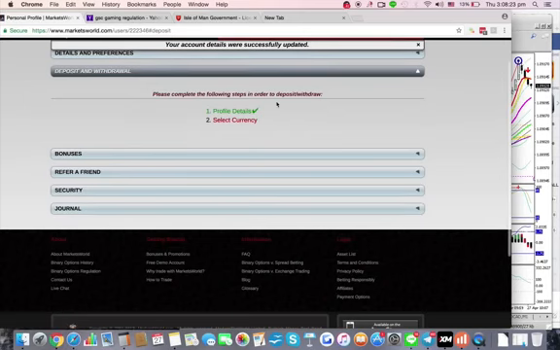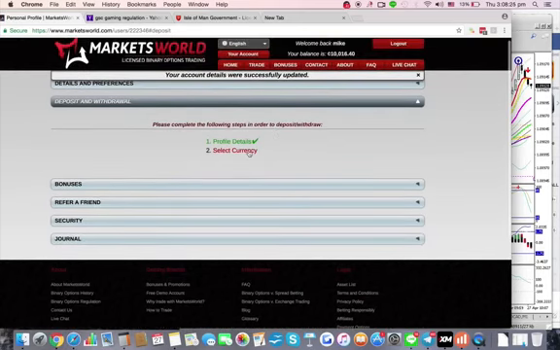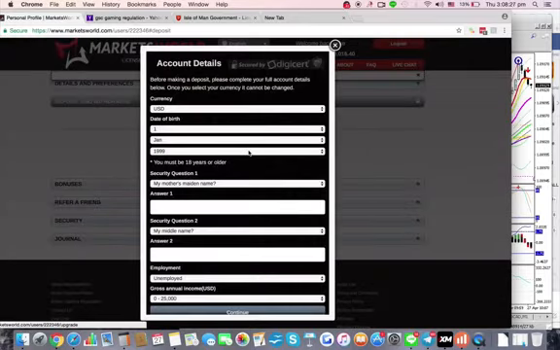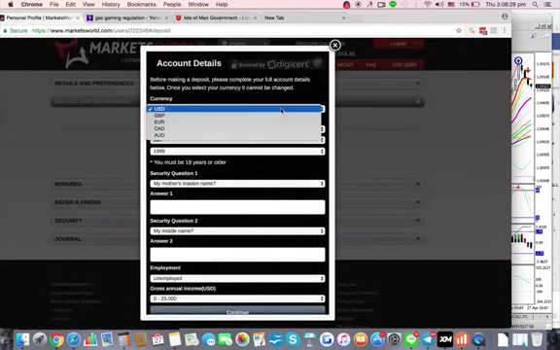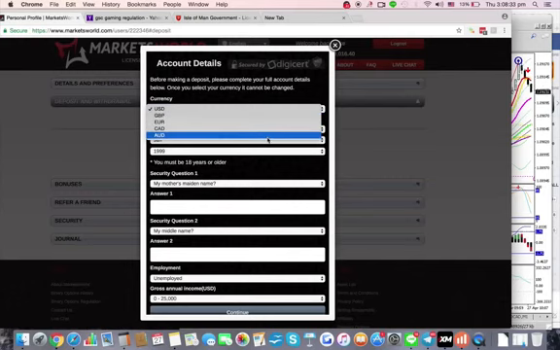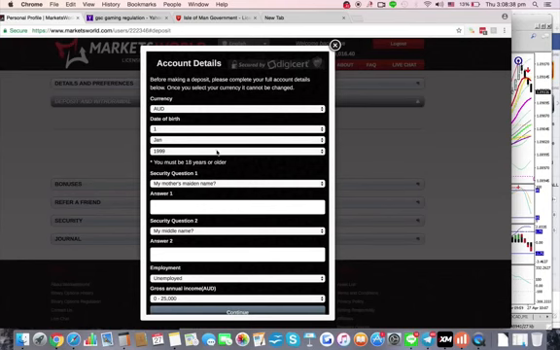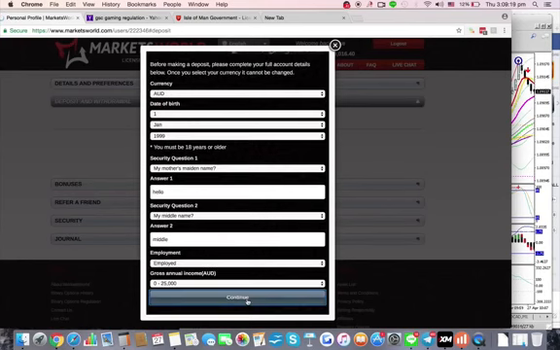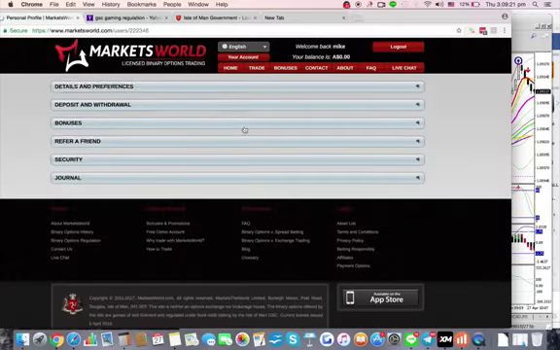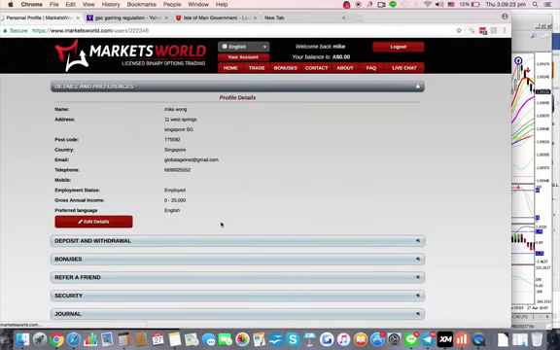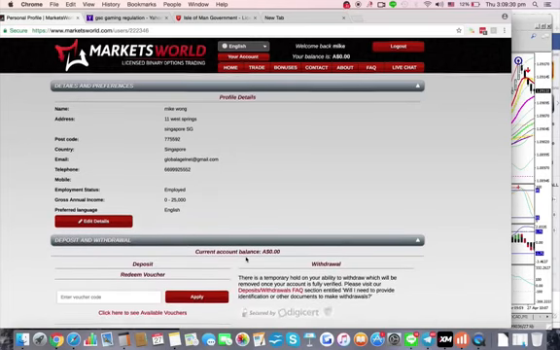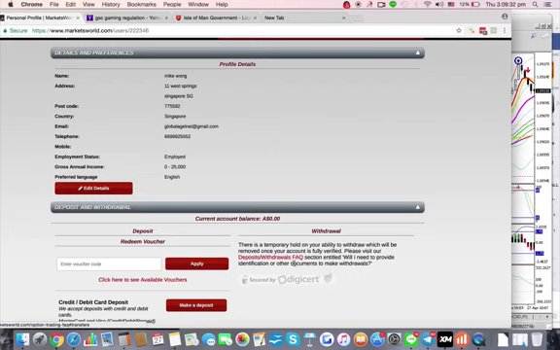Okay, so I've put in some profile details, and now it says select currency. Let's see what's available. We got USD, British Pound, Euro, Canadian, and Aussie dollar. So Aussie dollar is fairly close to my local currency. I'm just going to select that one. Alright, cool. So I just put in some bogus details, it asked me to select a currency, and now we can have a look at the deposits.